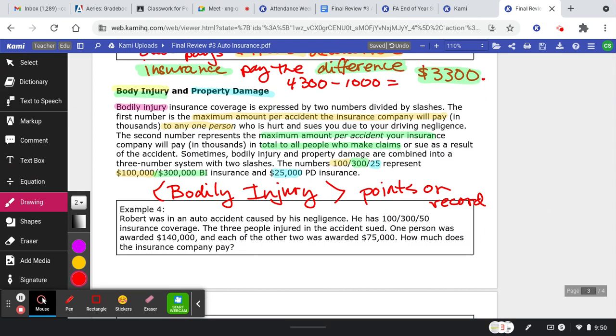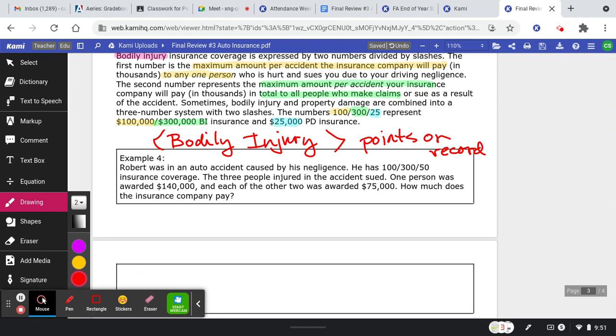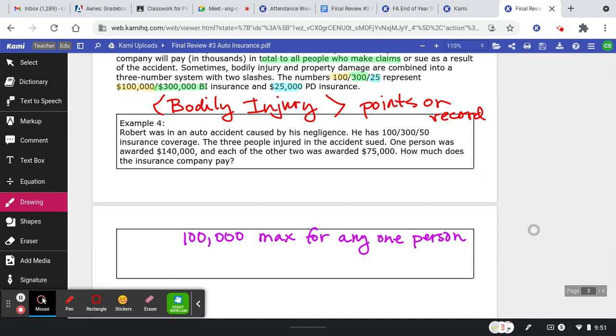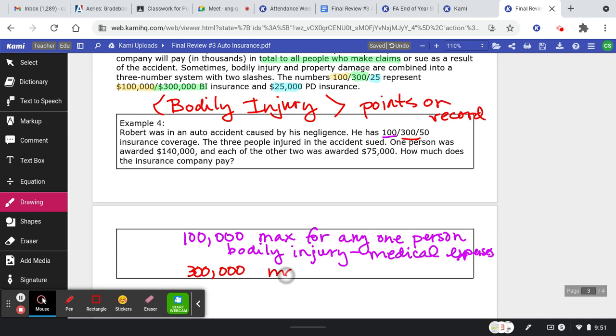So now let's look at an example. Robert was in an auto accident caused by his negligence. That means it's his fault. He has 100, 300, 50 insurance coverage. So what does that mean again? It means that his insurance pays for 100,000 max for any one person, and that's for their bodily injury, or their medical expenses at the hospital for what happened. So that 100,000 stands for that. 100 is what it shows in the slashes. The next one, the 300, stands for the max for all parties that happen to be in the accident related to bodily injury or medical expenses.